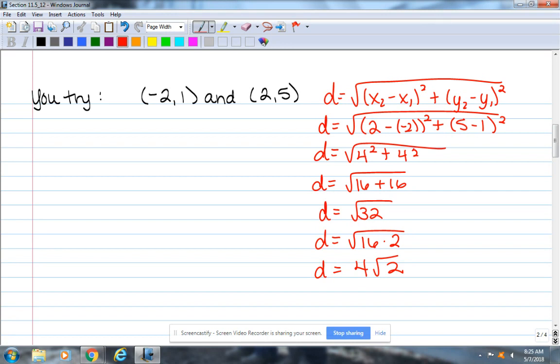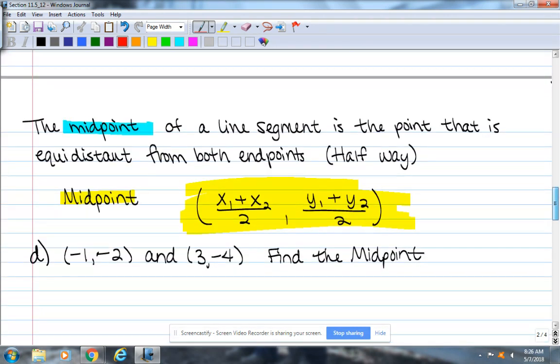Okay. How many 4 squares do we have? What's left in my radical? Good job. There's patterns everywhere. Math is so cool. All right. So let's talk about midpoints.